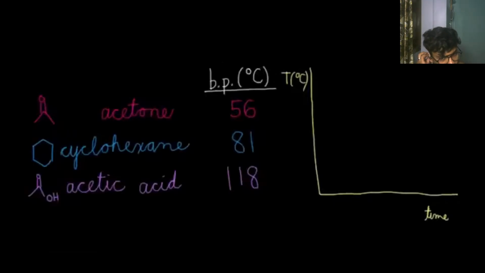Again, let's look at our graph. To understand, at first, you'll notice a slight temperature increase as you heat the flask. Once the temperature reaches 56 degrees, you will observe a plateau, indicating that acetone is vaporizing and then condensing. The temperature will continue rising until it reaches 81 degrees, where you will observe another plateau. This represents cyclohexane vaporizing and condensing as it transitions through phases. Finally, you'll notice another temperature increase, allowing you to collect acetic acid.